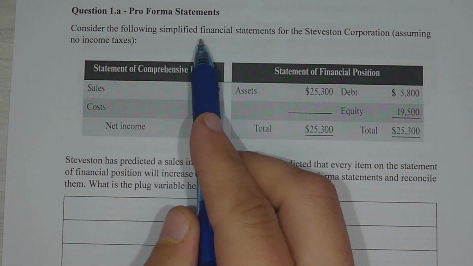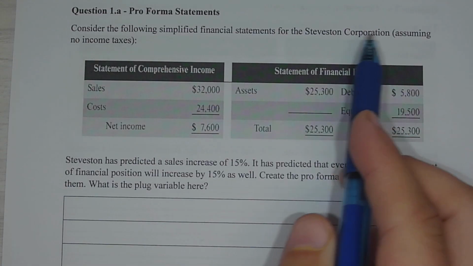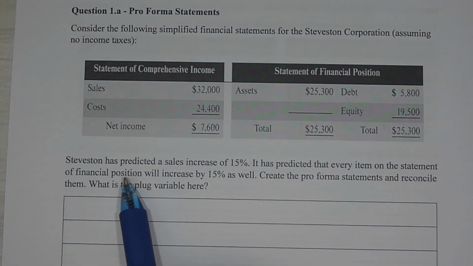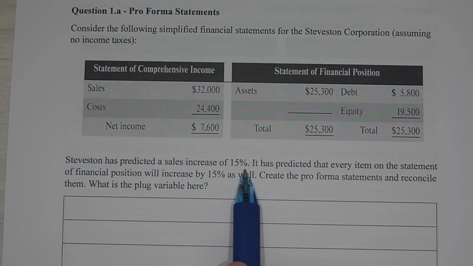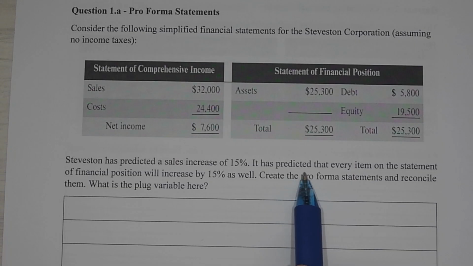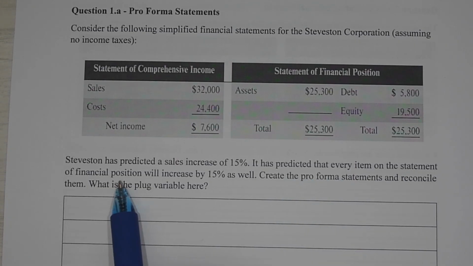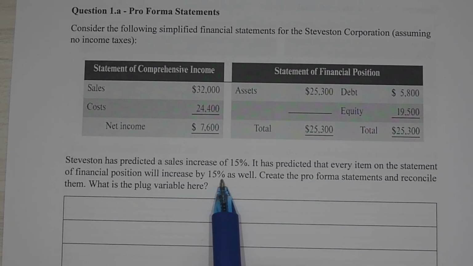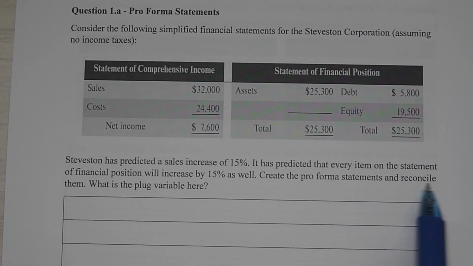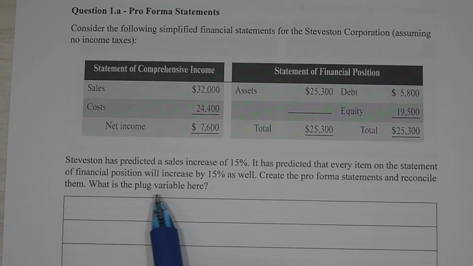Consider the following simplified financial statements for the Stevenson Corporation, assuming no income taxes. Stevenson has predicted a sales increase of 15%, and predicted that every item on the statement of financial position will increase by 15% as well. Create the pro forma statements and reconcile them. What is the plug variable here?